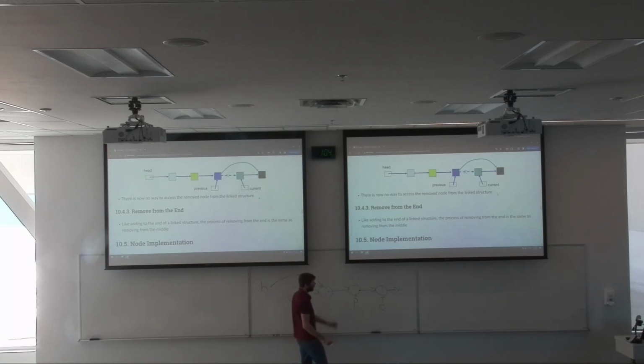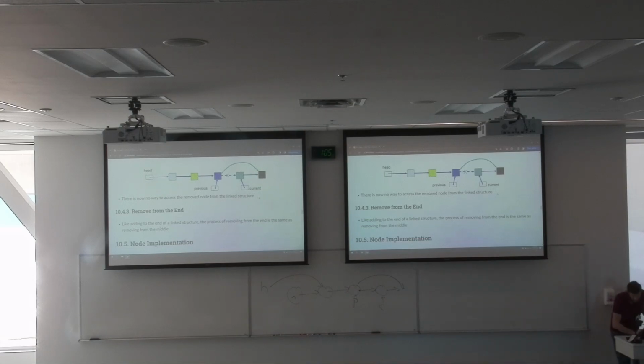So current is the one I want to remove, which is actually the last one. Its next is null. So previous next is current's next. Well, that's that. Or previous next is previous next's next. They're the same thing. They're aliases for one another.